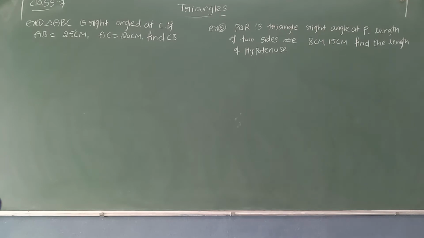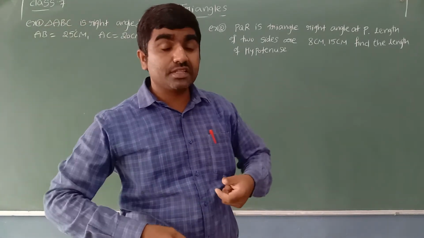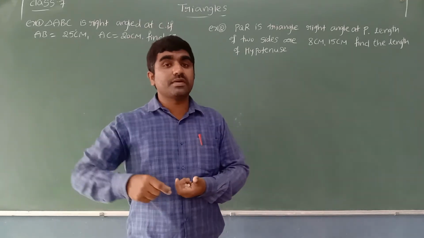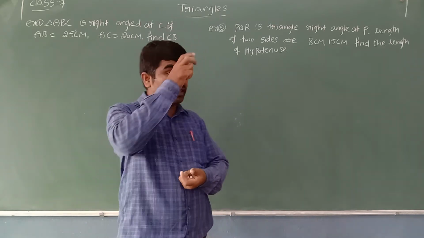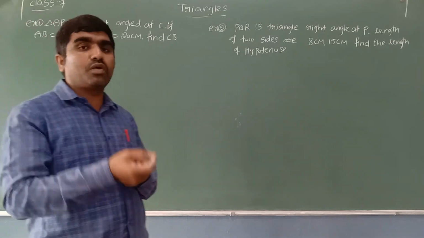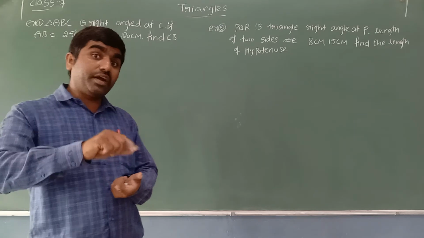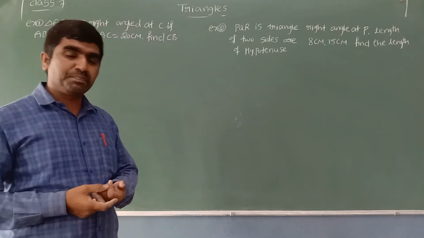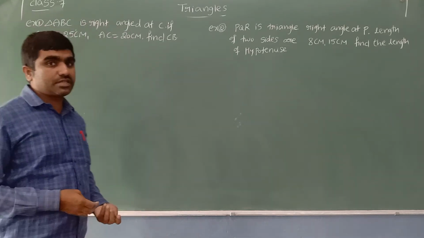Okay, children, let's see some more applications based on the Pythagoras property. I said that the Pythagoras property is useful to decide whether the given measurements are possible for a right angle triangle or not. And also I said that we can find the length of an unknown side in a right angle triangle. When we know the lengths of two sides, we can find the third unknown length by using this Pythagoras property. Based on that, let's see some applications.